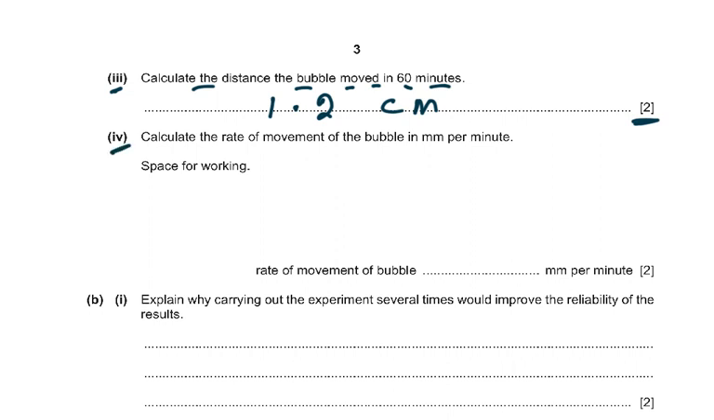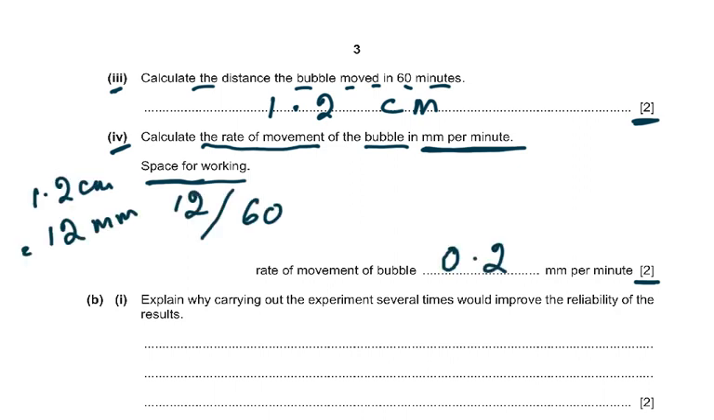Then part 4, calculate the rate of movement of the bubble in millimeter per minute, and spaces for the working. So you have to again look at it. This is now 2 marks, but the reading has to be in rate of the movement of the bubble in millimeter per minute. Now as you can see, it was centimeter, so 1.2 centimeter is equal to 12 millimeter, and then 12 divided by 60, because this was in 60 minutes. Here was 60 minutes, if you didn't see that. And so it will be 0.2. So for 2 marks, these are the working. There was 1 mark for this and there was 1 mark for this.